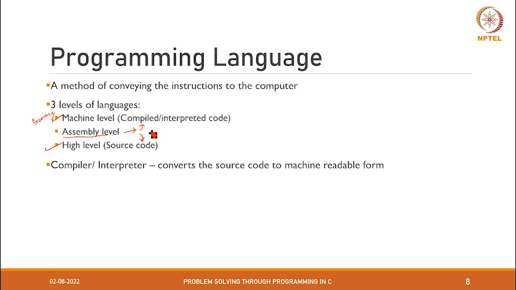Because there were a lot of things which you had to write on the machine level, and that was not very convenient for people. So what they did is they shifted more towards high level language, which we are using right now.